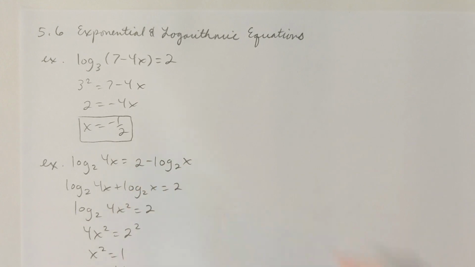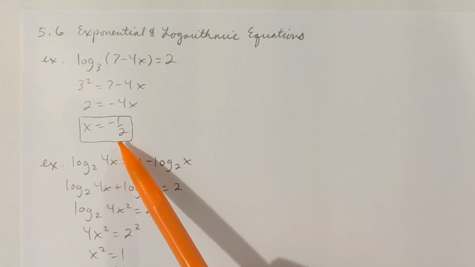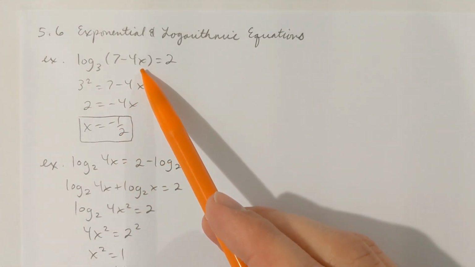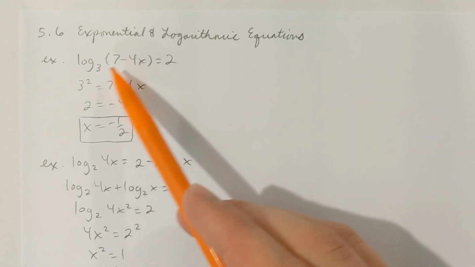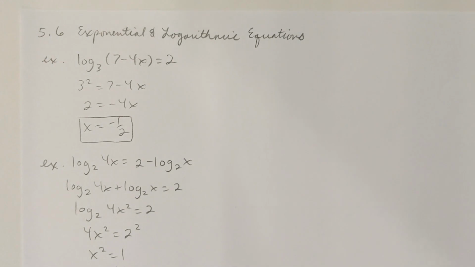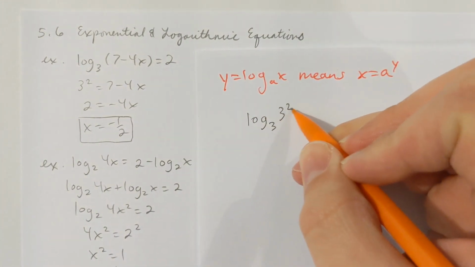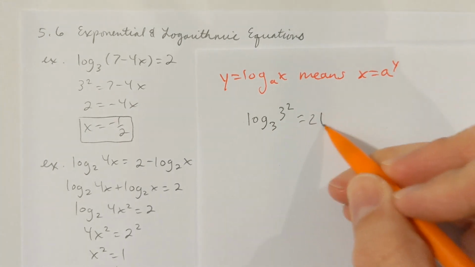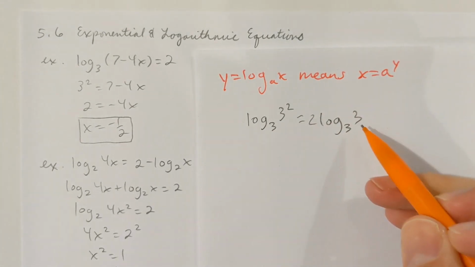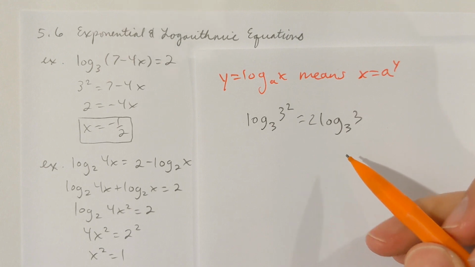Now, one of the things that you'll want to do when you're solving a logarithmic equation is check your answers, because we can sometimes have extraneous solutions. If I were to plug negative 1/2 into the original equation, negative 4 times negative 1/2 is 2, 7 plus 2 is 9, and so log base 3 of 9, that'd be the same as log base 3 of 3 squared, and I know powers can come out of logarithms, right?